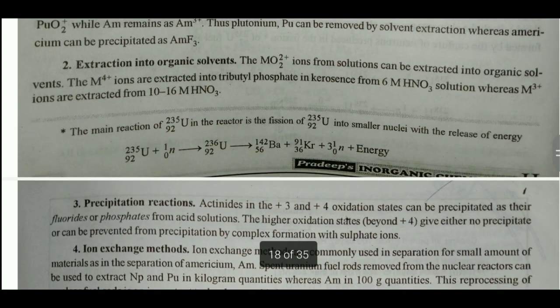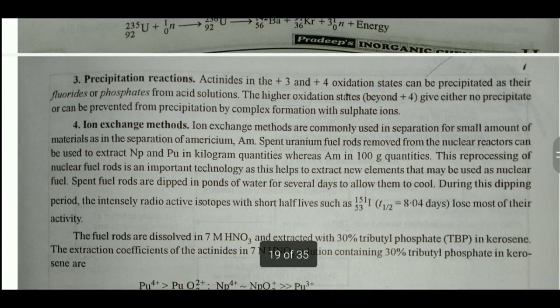Second, extraction into organic solvents. The MO2+ ions from solutions can be extracted into organic solvents. The M4+ ions are extracted into tributyl phosphate in kerosene from 6M HNO3 solution, whereas M3+ ions are extracted from 10 to 16M HNO3.